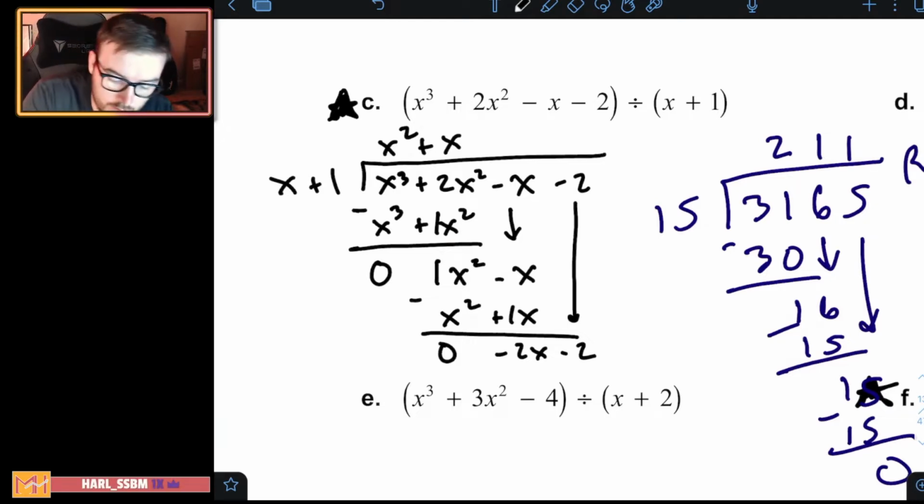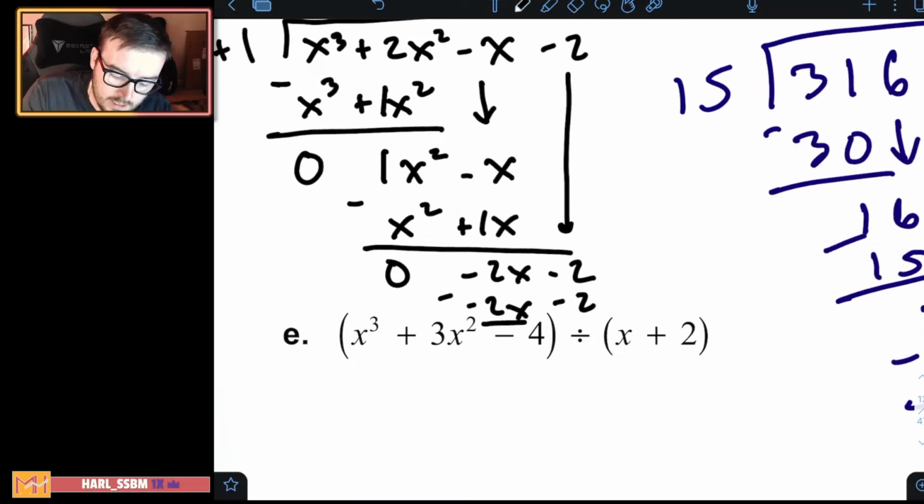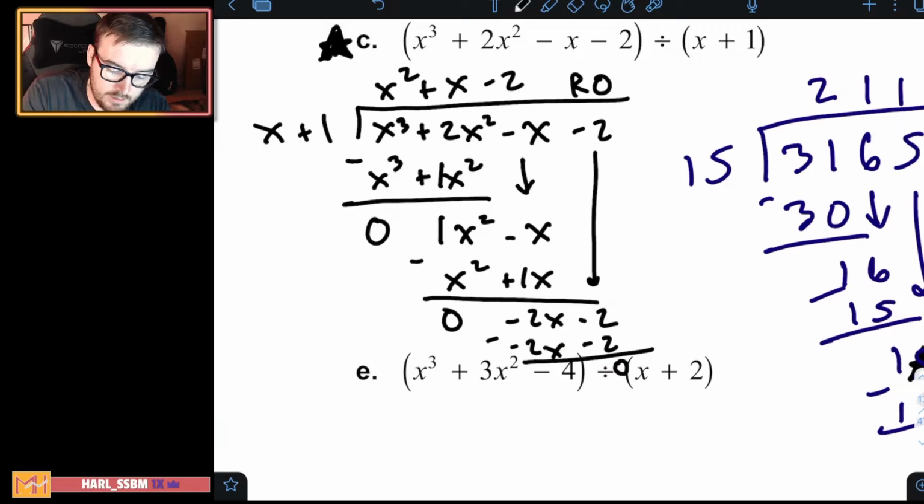We're at the final hurrah here. One more time. X times what gets me negative 2x? That's x times negative 2. Negative 2 times x gets me negative 2x. And negative 2 times 1 gets me negative 2. So this final bit of subtraction leads to 0, a remainder of 0. Negative 2x minus a negative means addition, so negative 2x plus 2x is 0. And the same thing occurs: negative 2 minus the negative 2 means plus 2, so negative 2 plus 2 is 0. We get a nice remainder of 0.